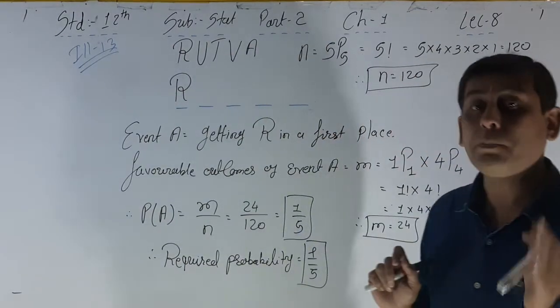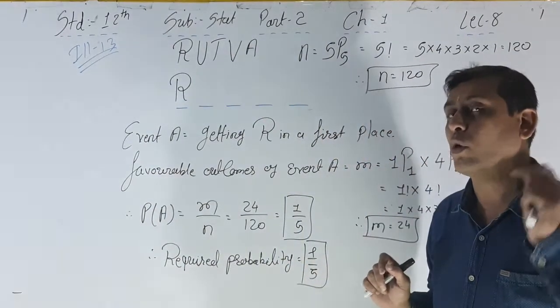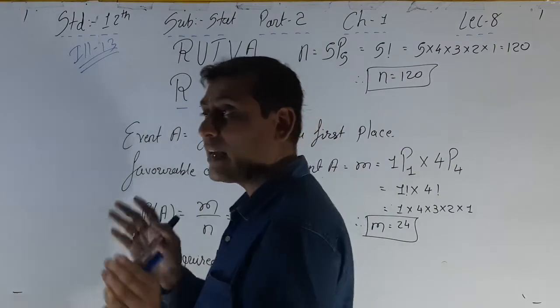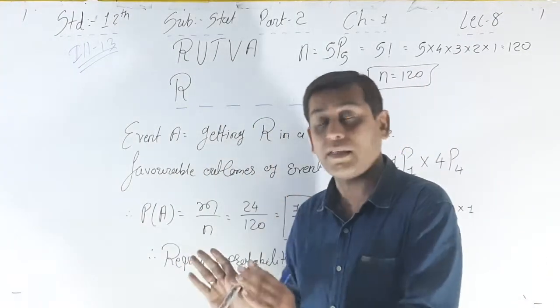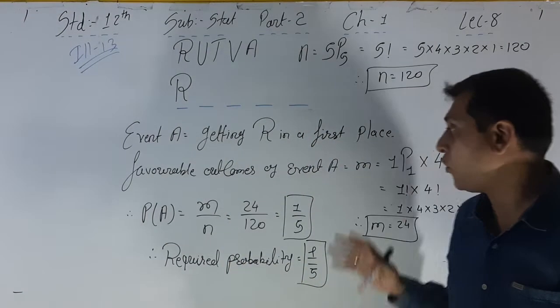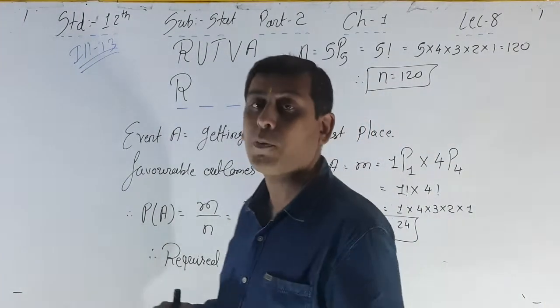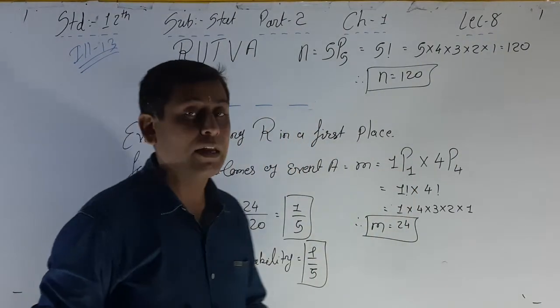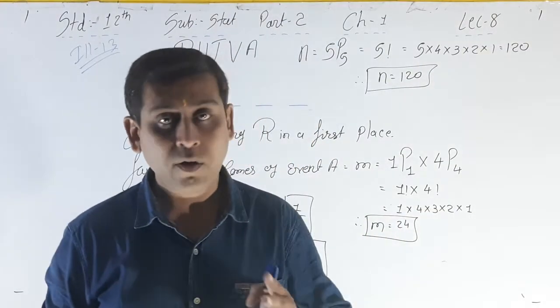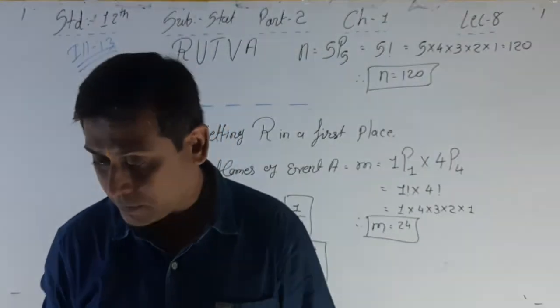In that particular word Rutva, we have to arrange R on the first place and then the 4 remaining letters in the remaining 4 places. So favorable outcomes for that is 1P1 into 4P4, and that's why it is 24, and here your probability is ultimately 1 by 5. So please write down this.